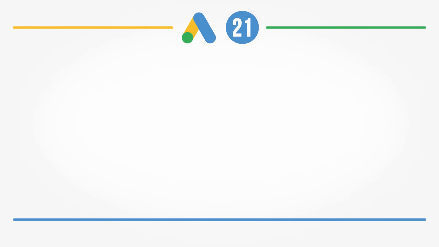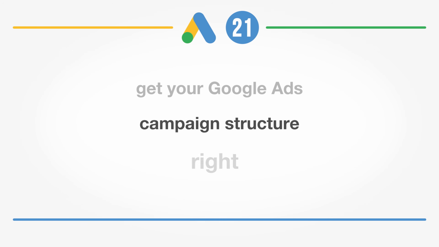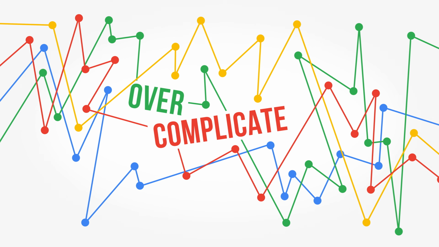Number 21, get your Google ad campaign structure right. A lot of Google advertisers like to really overcomplicate things, and that can really negatively impact your Google ad results, particularly if you're operating with a relatively small budget, or particularly if you don't have a lot of conversion data, so that Google knows exactly what to do and how to optimize and all things like that.